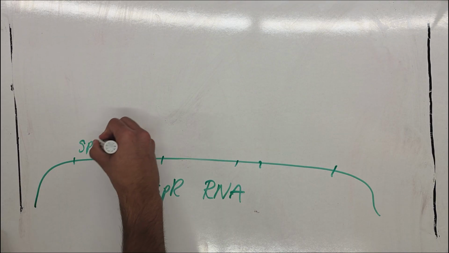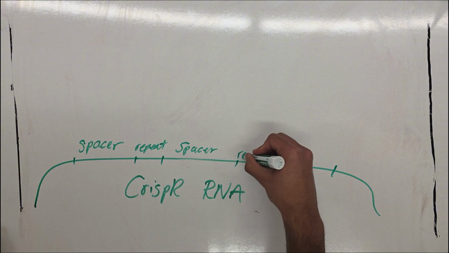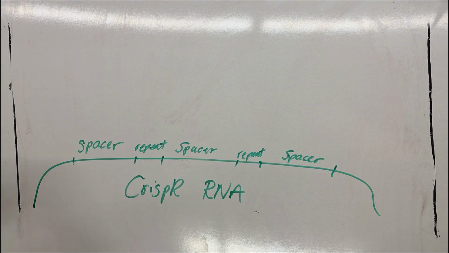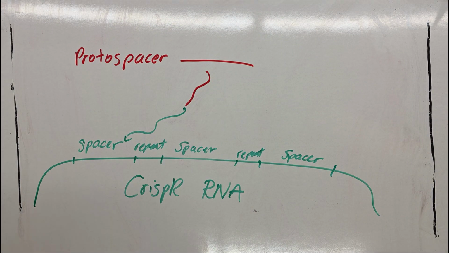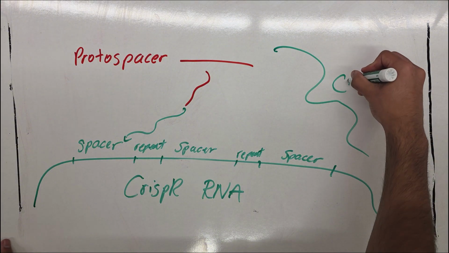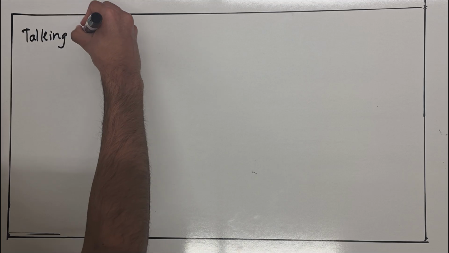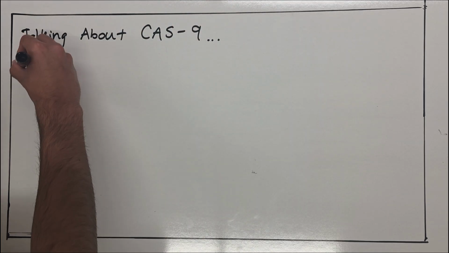Let's look at the bacteria for a second. Here we have something called CRISPR RNA, which consists of spacers and repeats, and here we have our protospacer from earlier. What we see now is how this protospacer joins CRISPR RNA and becomes part of it, hence becoming a spacer and being part of the crRNA.